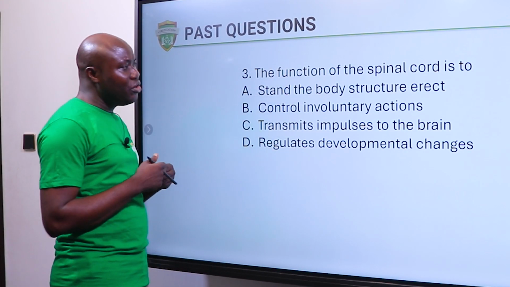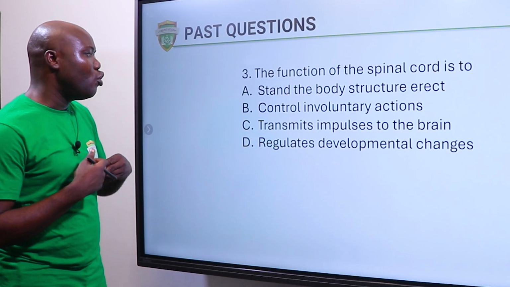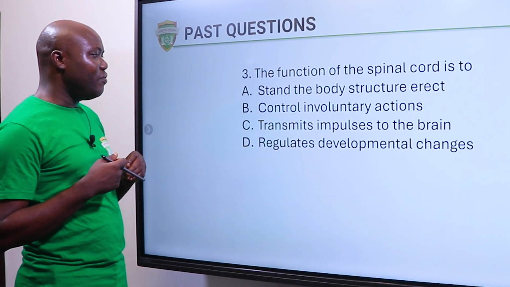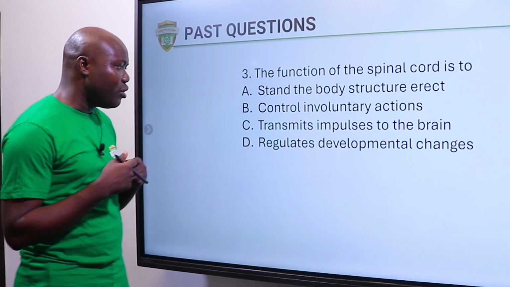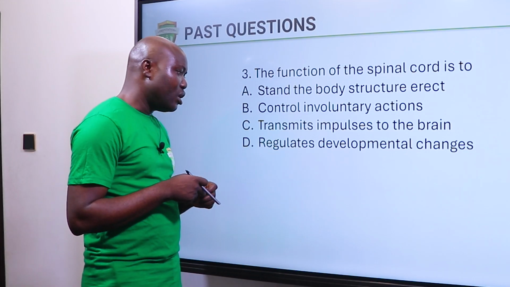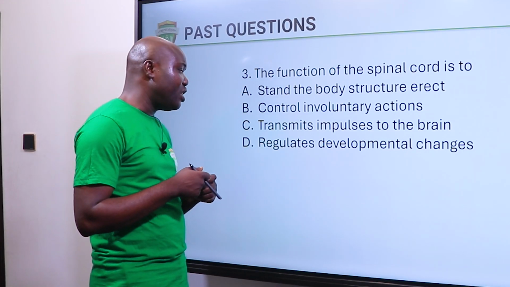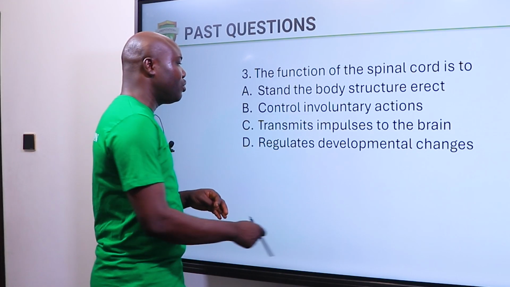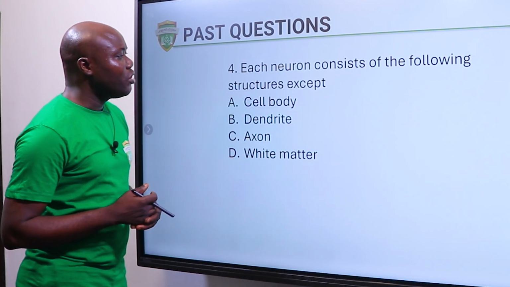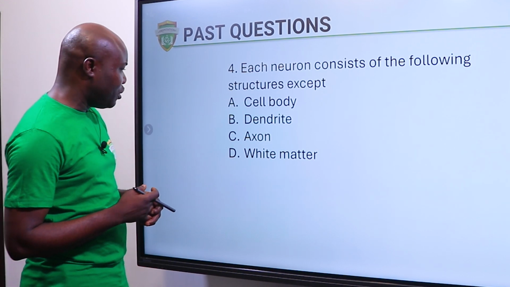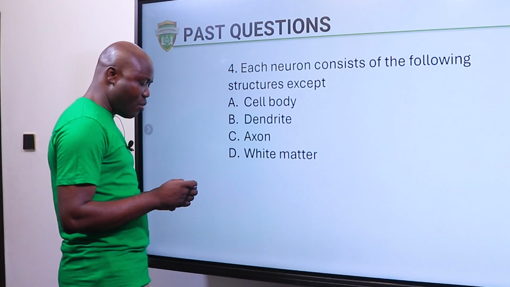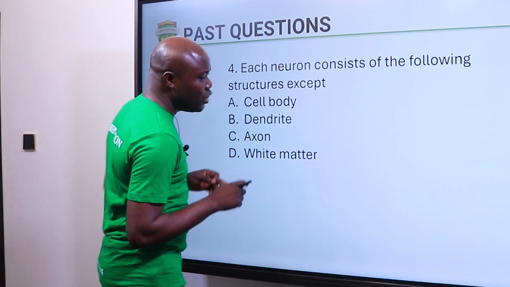Now, number 3, the function of the spinal cord is to stand the body structure erect, control involuntary actions, transmit impulses to the brain, then regulate developmental stages, developmental changes. The answer is C, transmit impulses to the brain. Okay, now number 4, each neuron consists of the following structures except the cell body, the dendrite, the axon, and white matter. The answer is white matter.